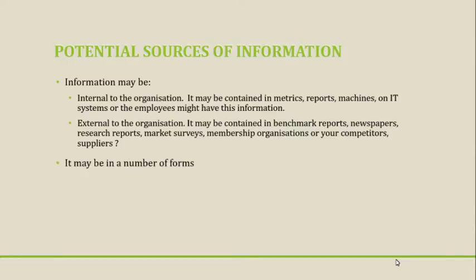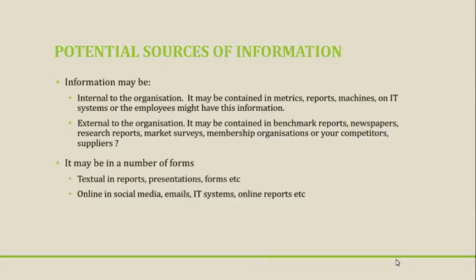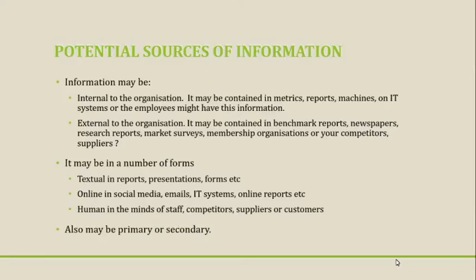Information may also be in a number of forms. It may be textual in reports, presentations or forms, online in social media, emails, IT systems, online reports or minutes of meetings. It might be in human form, which is in the minds of staff, competitors, suppliers or customers. Furthermore, information may be primary data, which does not exist and which the learner will have to gather themselves, or secondary, which has already been gathered for another purpose and which the learner can use to solve the problem.